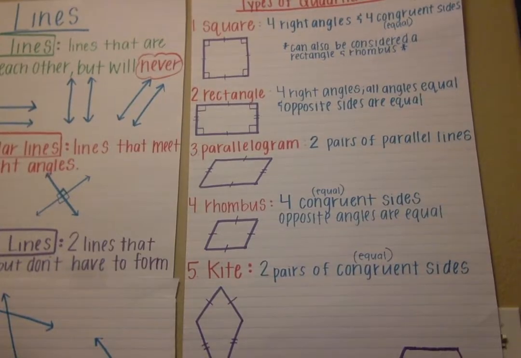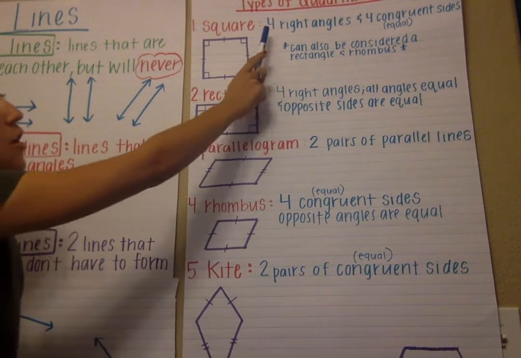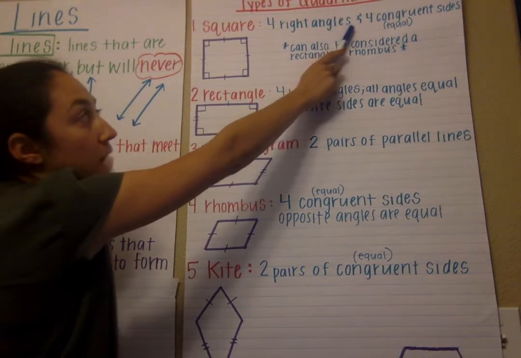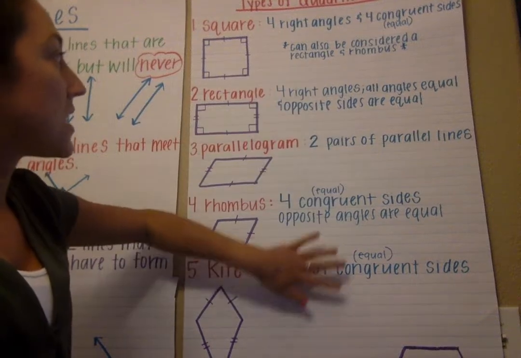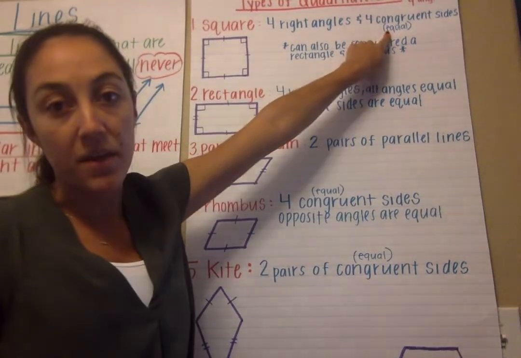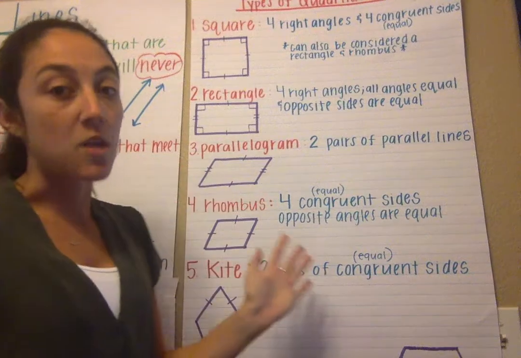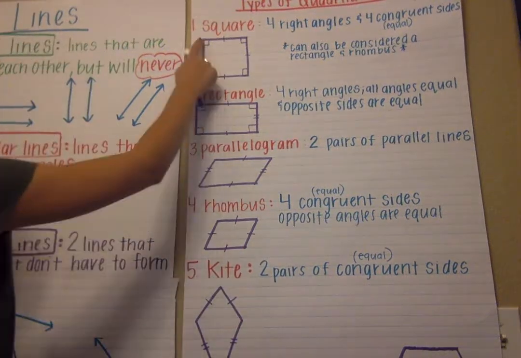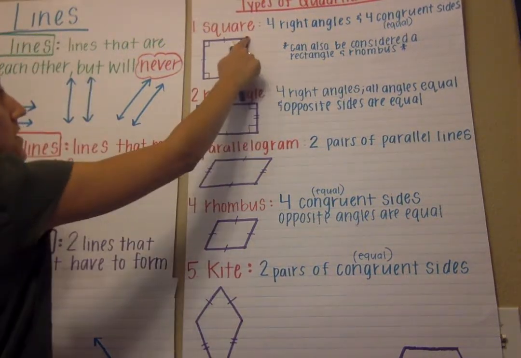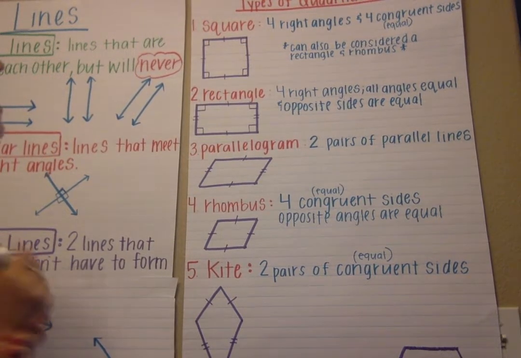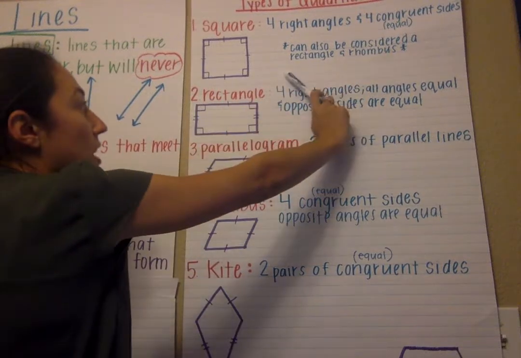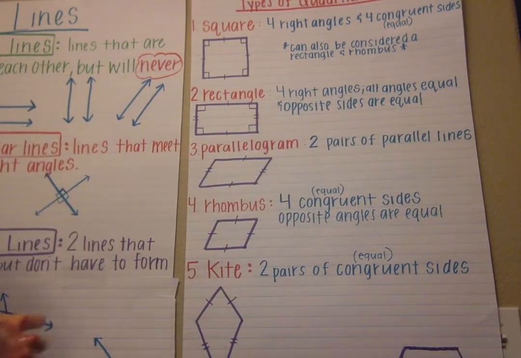So, types of quadrilaterals. The first one we have is a square. A square has 4 right angles and 4 congruent sides. The word congruent, every time you see it here, I will have written the word equal, because congruent just means equal. So that means that every one of these sides are congruent, or in other words, they are equal. Squares can also be considered a rectangle or a rhombus because they have 4 sides and 4 angles.